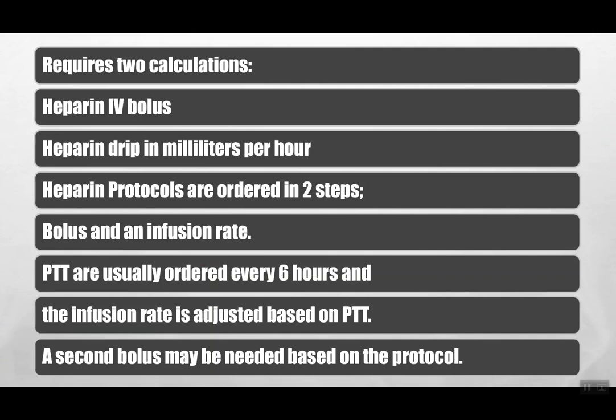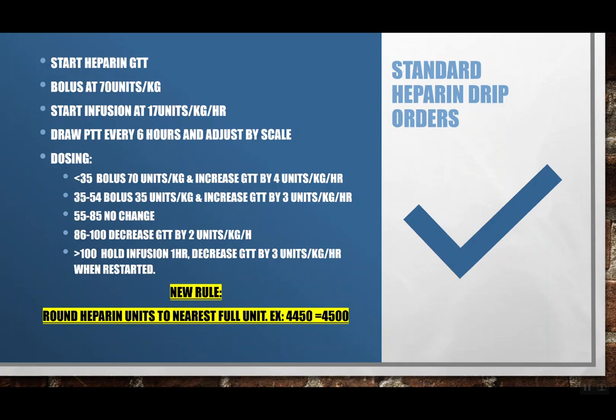You have 2 calculations. You have to do a bolus. You have your drips in milliliters per hour, and your protocols are ordered in 2 steps with bolus and infusion rates. Then you have PTTs, labs that are ordered every 6 hours, and you can adjust your rate based on this. And you can even use another second bolus depending on what it is. So you have to be good at this weight-based to be able to do this correctly.